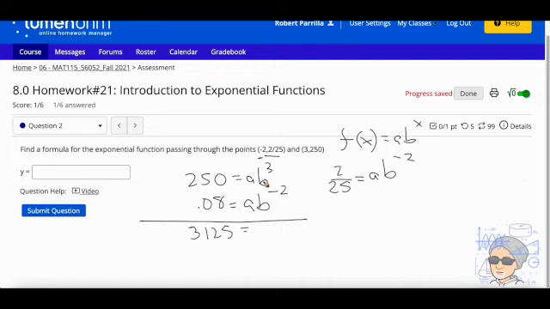Now remember, when dividing bases with exponents, the rule is if you're going to divide them, you subtract the exponents. What you end up with is b to the power of 3 minus -2, which is going to equal b to the 5th power. Okay, so 3,125 is some value of b raised to the power of 5.